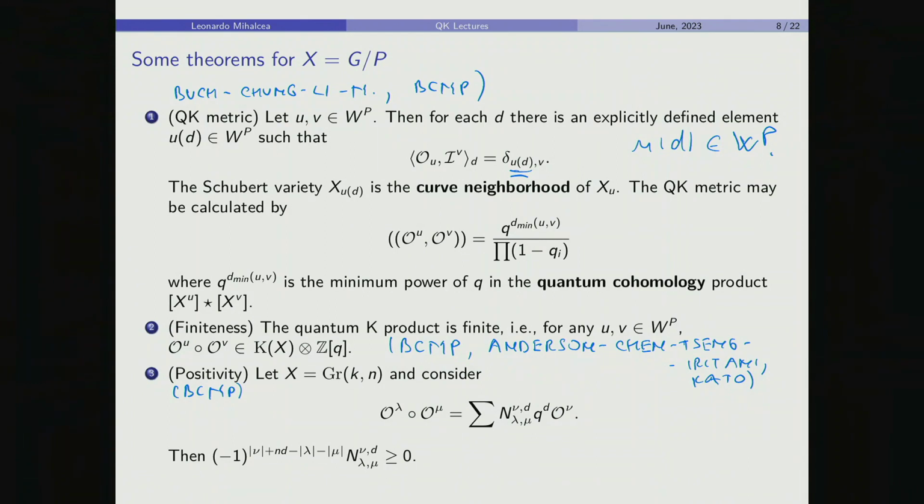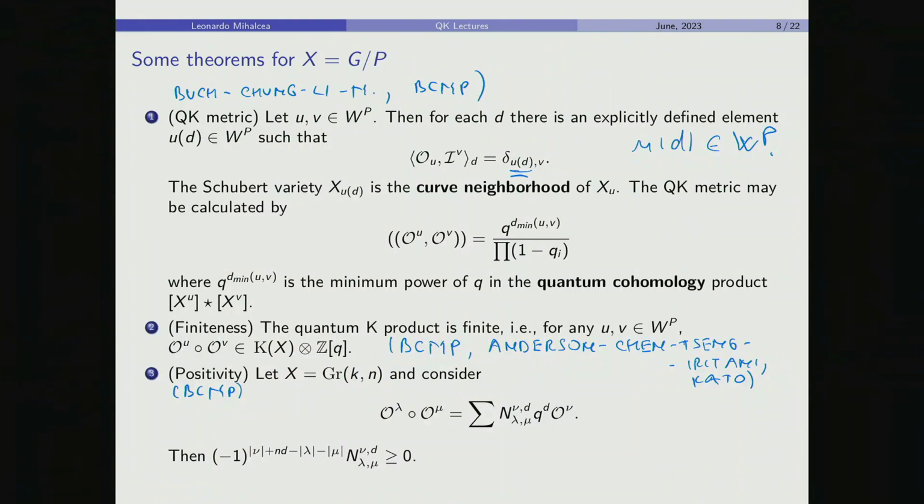So we know how to pair any two Schubert classes. If you want to pair any two Schubert classes, this is what you do. You quantum multiply them again. You don't do quantum K, you do quantum H multiplication. You look at the minimal quantum degree that comes up in the multiplication of two Schubert classes. You put that on the top. So this is q to the d min of u, v. This is the minimum quantum degree coming up in the multiplication of X_u by X_v, and then you multiply by the product of 1 minus q_i. I'm going to give you an example about this a bit later.